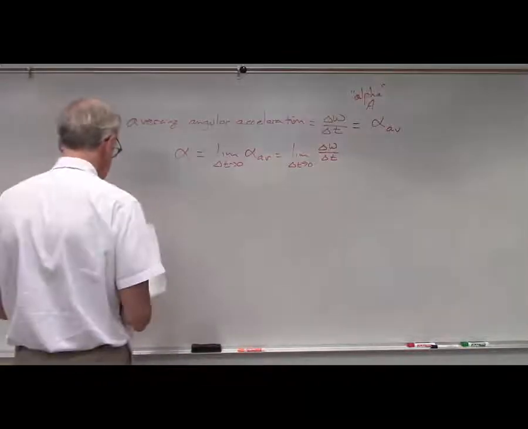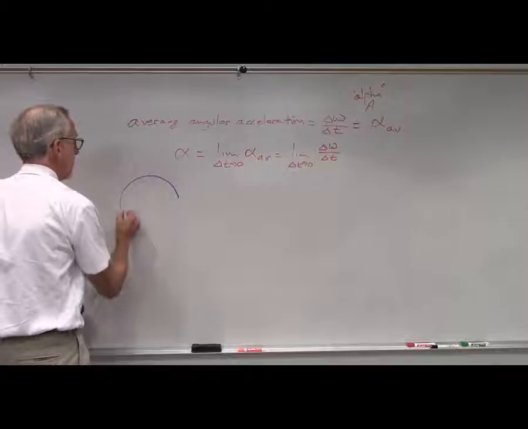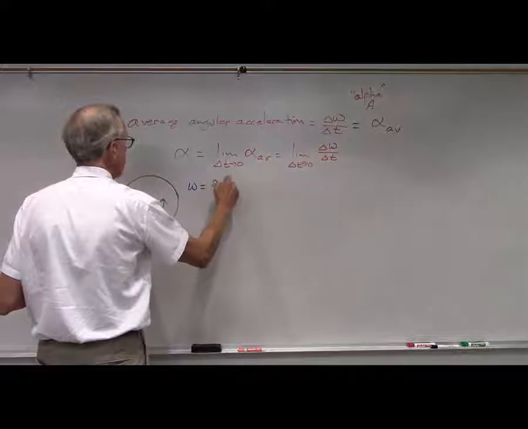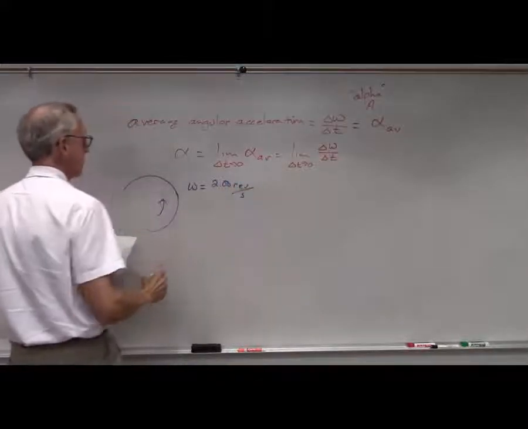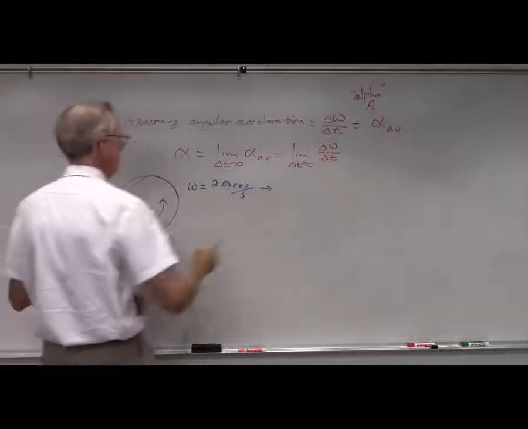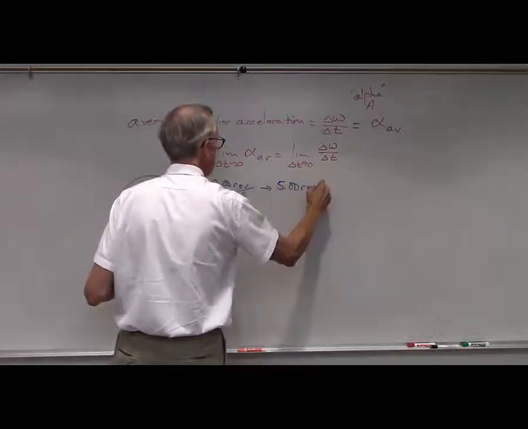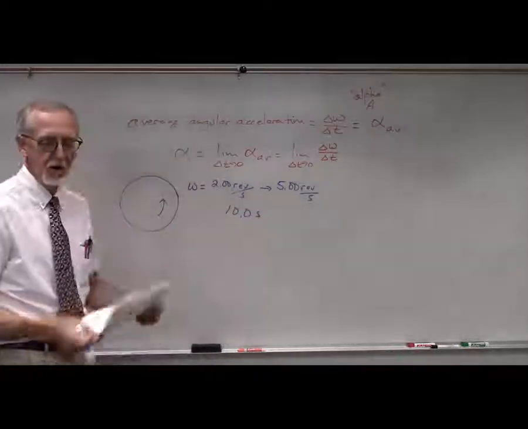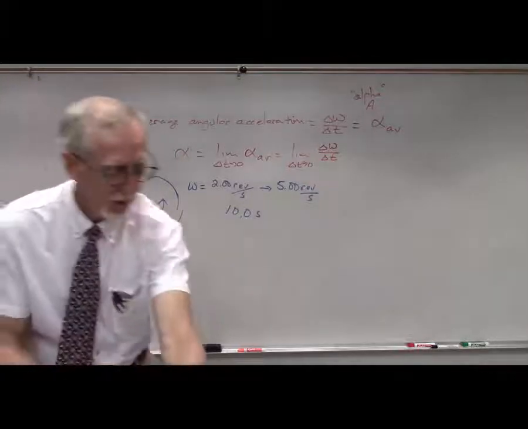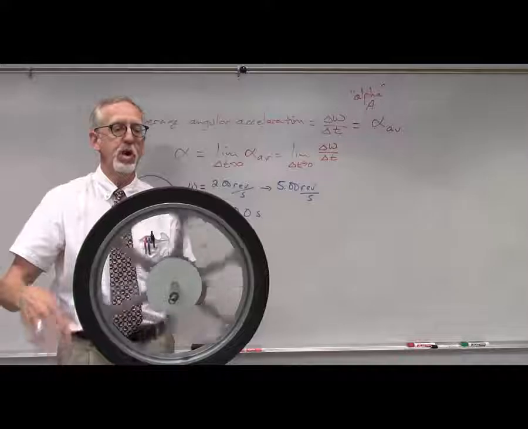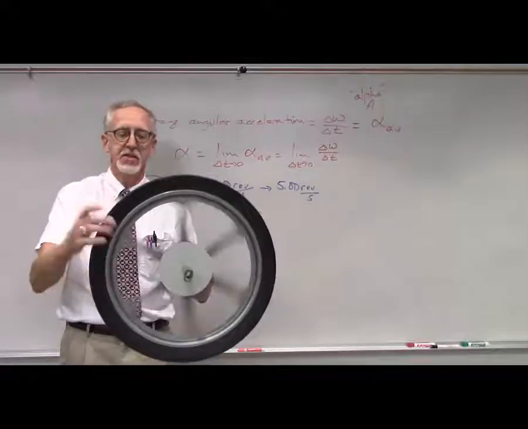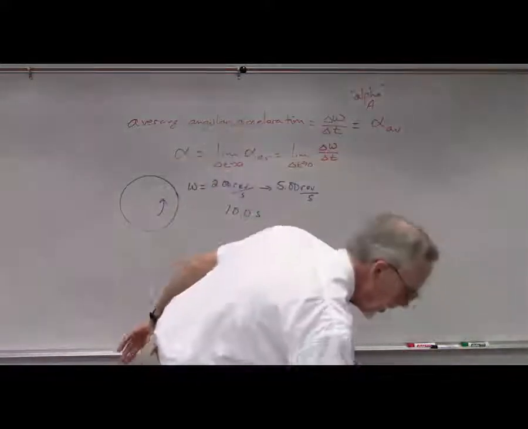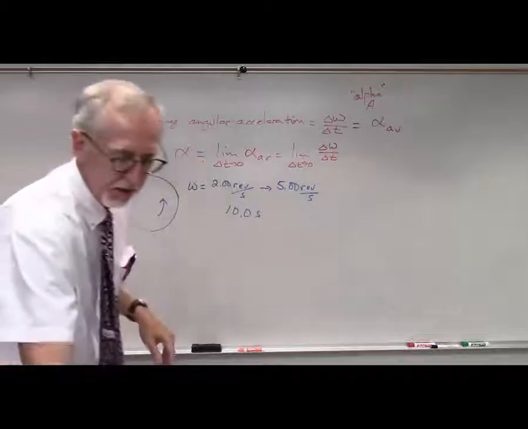Let's imagine that we've got a wheel or something that is rotating, and let's imagine it starts off at, let's say, 2 revolutions per second, and it speeds up to, let's say, 5 revolutions per second, and let's imagine that this takes 10 seconds. So it's starting off slowly, at 2 revolutions per second, and then over the course of 10 seconds it speeds up, and after 10 seconds it's going at 5 revolutions per second. What is our average angular acceleration?